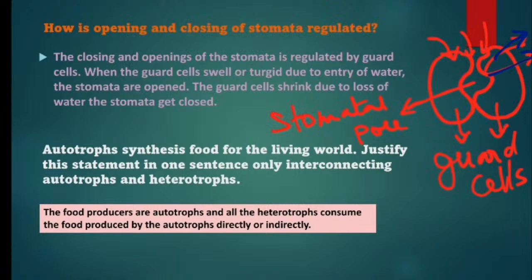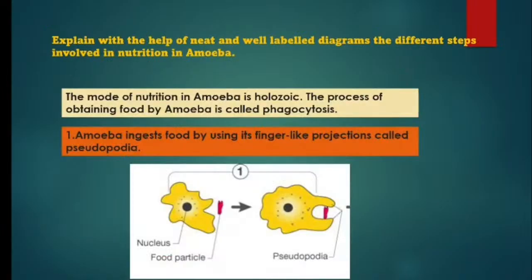All right. Now, autotrophs synthesize food for the living world. Justify the statement in one sentence, only interconnecting autotrophs and heterotrophs. Now you know that autotrophs, also called producers, are the food producers, and all the other organisms are dependent on autotrophs for food directly or indirectly. So autotrophs synthesize food for the whole living world, and all the other organisms are dependent on them. Okay, moving to the next question.